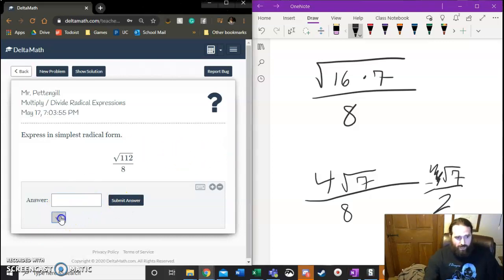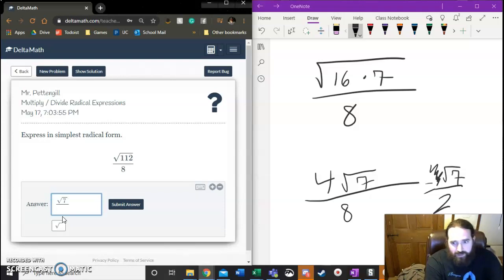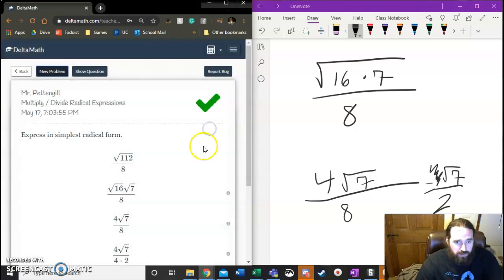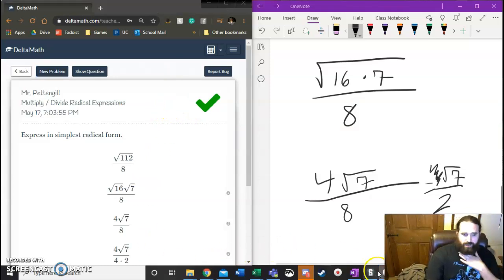So I'm going to go radical button, 7, I'm going to hit an arrow key to make sure I'm out of the radical. I'm going to hit slash. Okay, I have that root 7 on top of 2. Hit submit answer. Hopefully I look good. Beautiful. Love it. Great. That's it. It's the same idea over and over and over. No need to worry, guys.